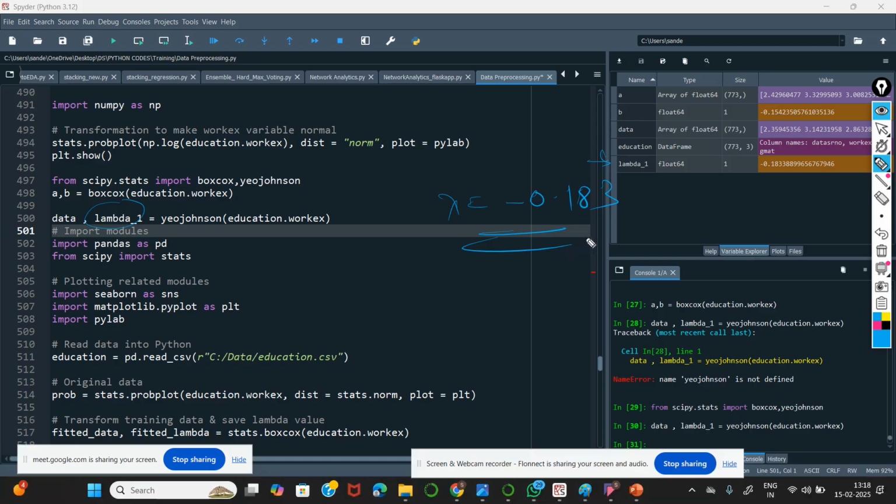It implemented that particular formula: if your lambda value is not equal to 0 and your values are greater than 0, then it will go for x plus 1 to the power lambda minus 1, divided by lambda. This formula is going to be used.